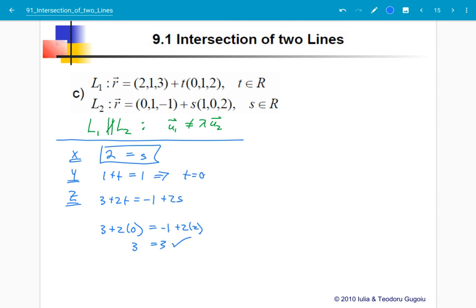So these lines are not parallel and intersect. Now, it didn't ask us to find what the point of intersection is. You could just plug in t is equal to 0. So the point of intersection is 2, 1, and 3, or s is equal to 2, which gives you the same result. Okay.